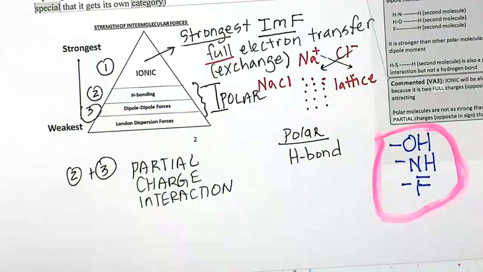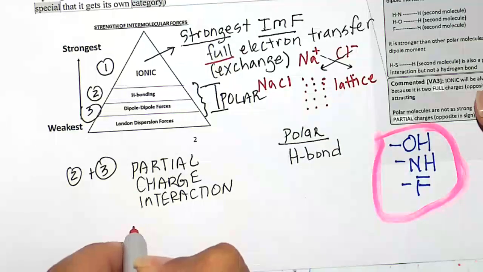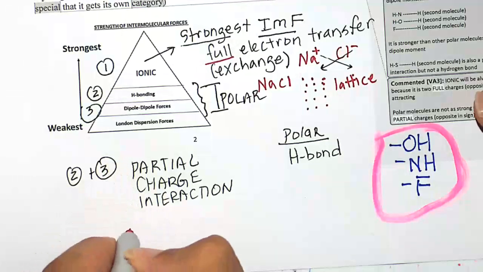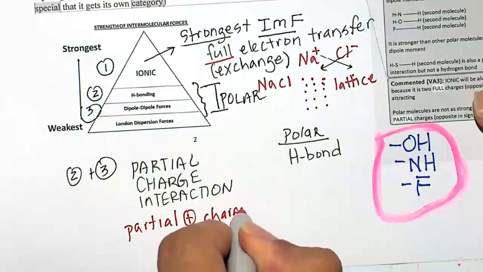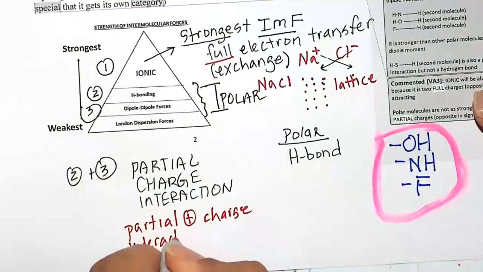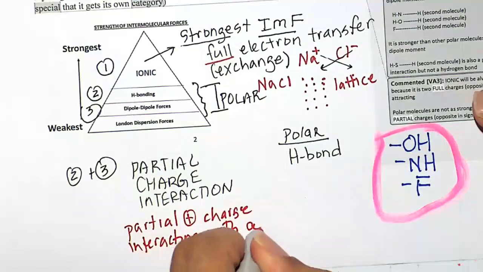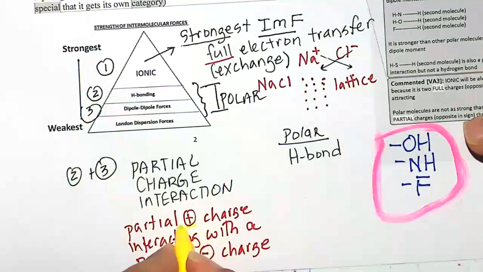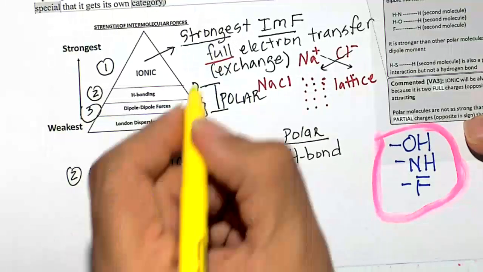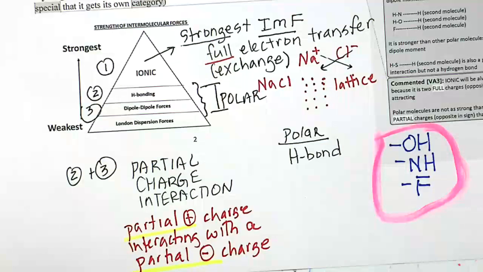All right, let's talk about water for a second. This is a partial charge interaction. We're going to have a partial, not full, positive charge interacting with a partial negative charge. The key word here is partial, not full. So it's strong, but is it stronger than ionic? No, it's not stronger than ionic. Let me give you an example of water. Let's go to the next page. Let's talk about water.